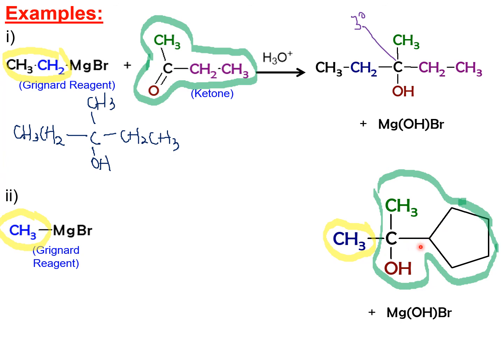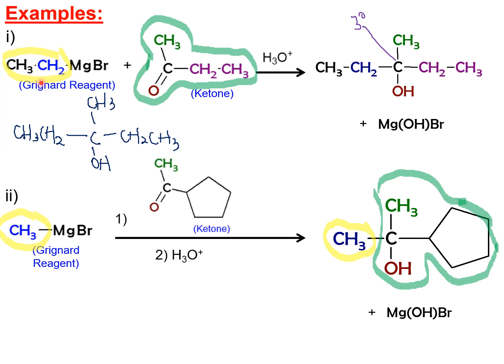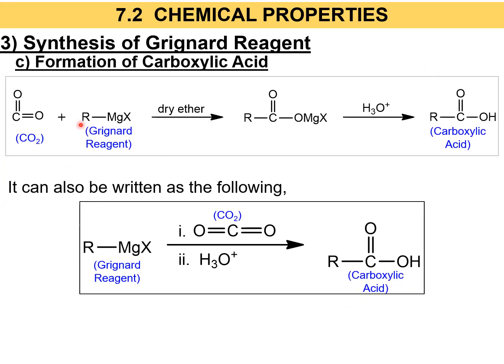So, macam mana ketone tu looks like? Okay, ketone tu looks like this. Alright. Sebenarnya CH3 campurkan dengan this ketone. Tapi sebab dia hydrolysekan this ketone, dapatlah OH. Kiranya this part belongs to the ketone. And this is a side product yang terhasil. Okay, the last one, how can you form carboxylic acid from the Grignard reagent?